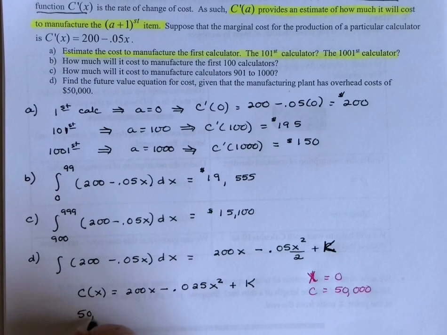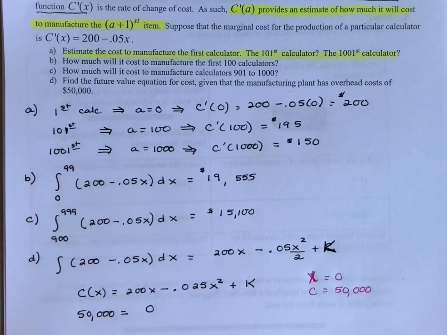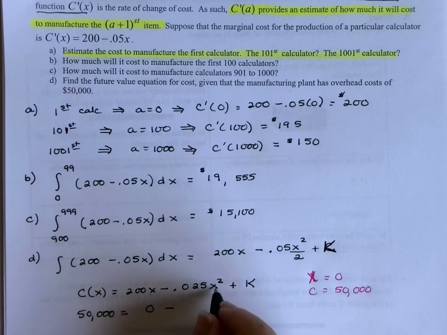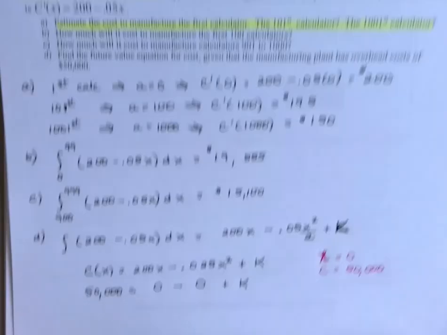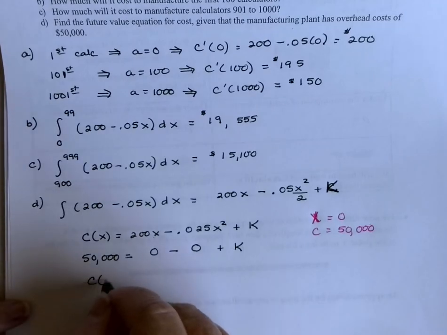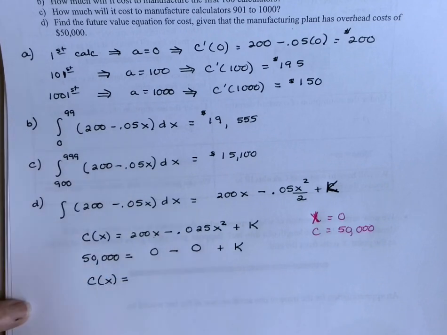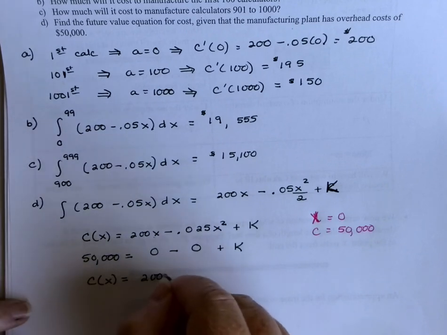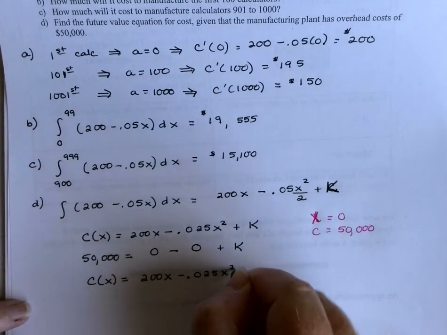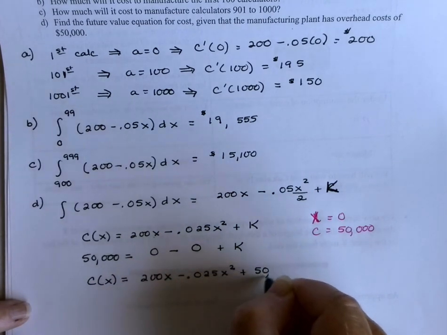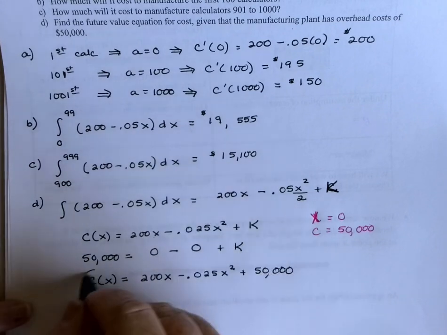So I know that 50,000 equals 200 times 0 would be 0, minus that x squared makes that a 0 as well, giving us a k value of 50,000. And so my future value equation is 200x minus 0.025x squared plus 50,000.